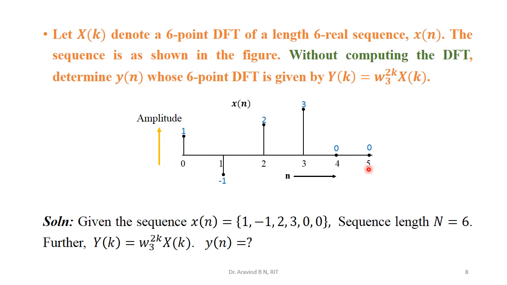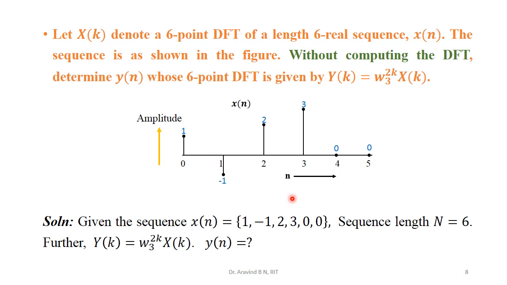So in total we are going to have 6 values. The amplitude of each of them is nothing but the value of x of n. Therefore at 0 the amplitude is equal to 1, so we have written it as 1. At location 1 the amplitude is minus 1, so minus 1 is being taken. Like that, for 2, 3, 4, 5 we have taken amplitudes 2, 3, then 0, then 0. So we have got the x of n from the given diagrammatic representation.